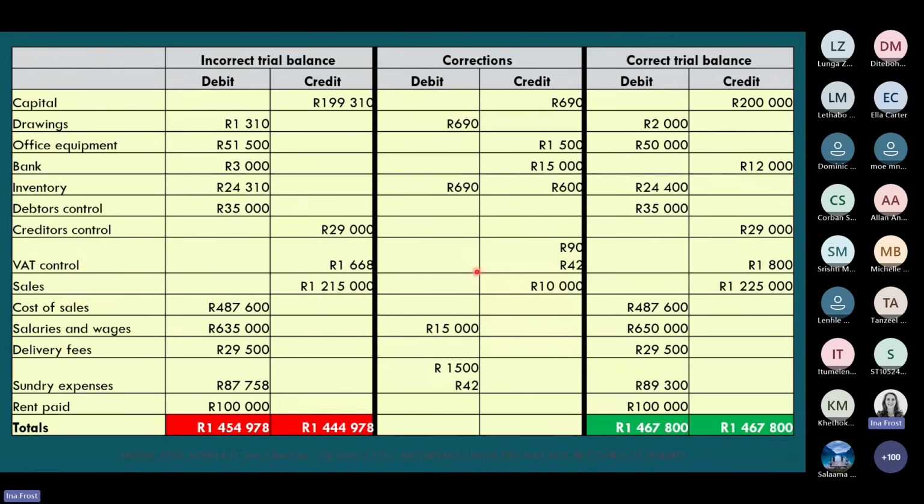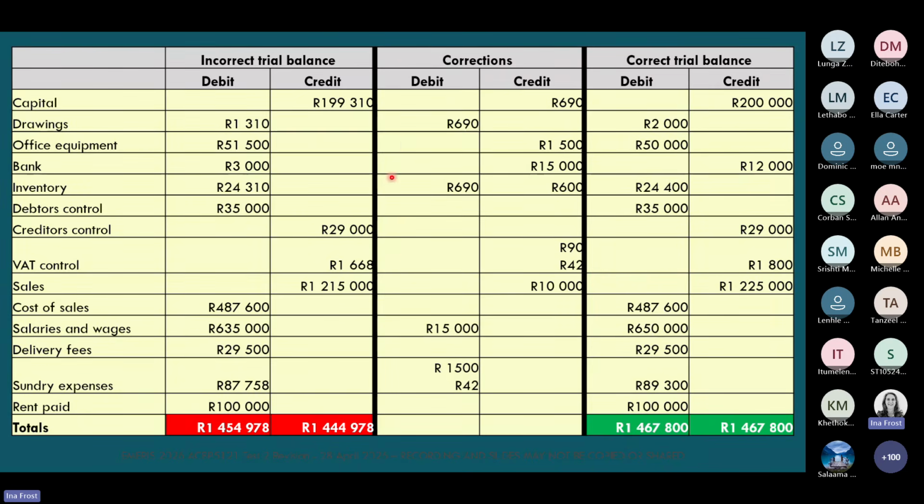Essentially, it looks like this. So the question will start you off with an incorrect trial balance. How do I know the trial balance is incorrect? I can see my total debit is not equal to my total credit. Then in the question, they will supply you with 5 or 6 reasons why these two numbers are not the same. And then you need to make the corrections required by each of those transactions.